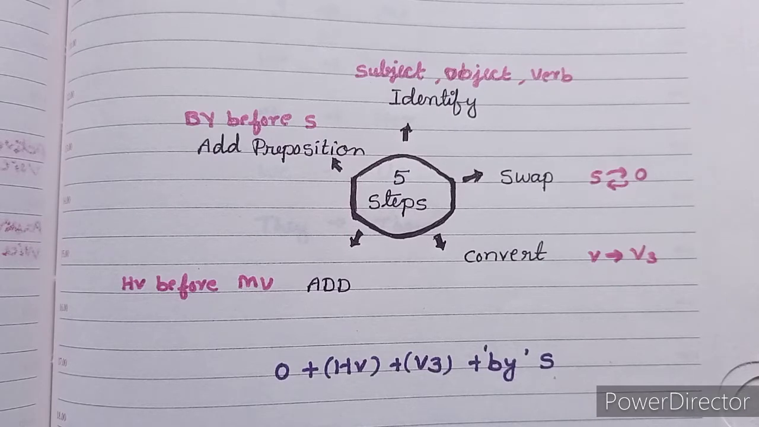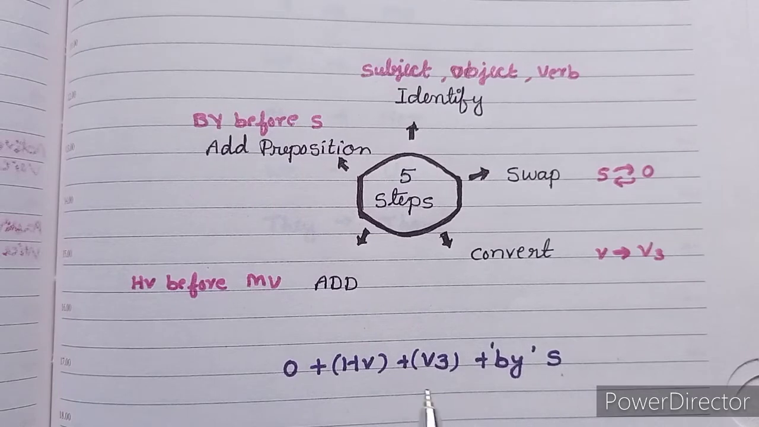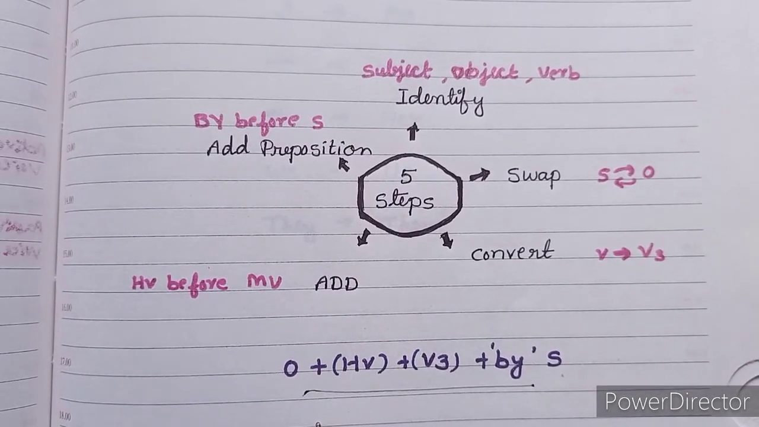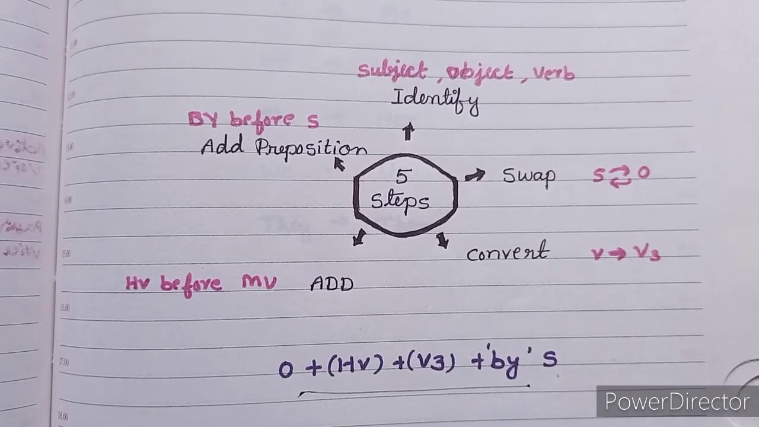Third, convert the main verb to the third form of the verb. Fourth one, add a proper helping verb of to be before main verb. And fifth one, add preposition by before the subject. So at the end of the sentence, structure of passive voice is object plus helping verb plus verb's third form plus by and then subject. These are the 5 simple steps which we need to follow.